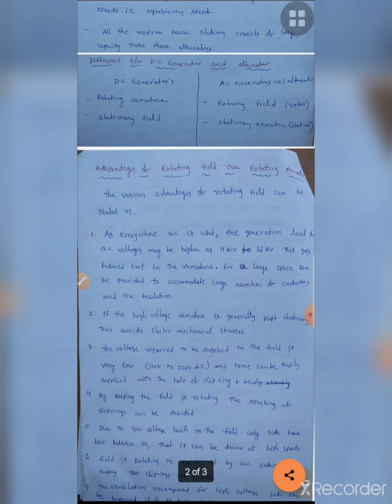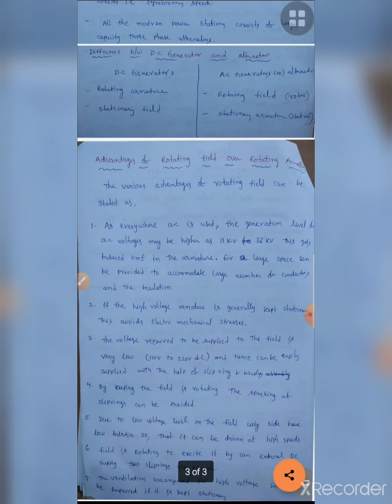Let's see the advantages of rotating field over rotating armature. The various advantages of the rotating field can be stated as follows. Wherever AC is used, the generation level of the AC voltage is higher, like kV to 30 kV. This gets induced as EMF in the armature. Large space can be provided to accommodate the large number of conductors and the insulation. The high voltage armature is generally kept stationary, which avoids electromechanical stresses.